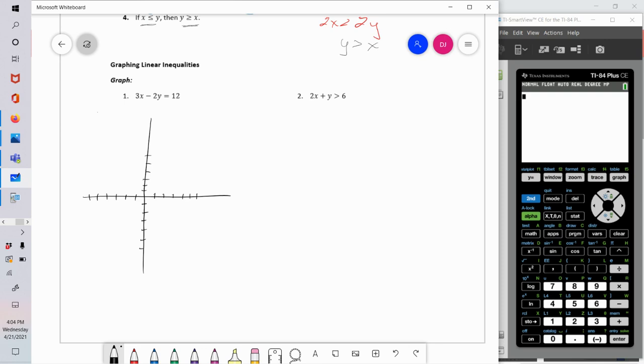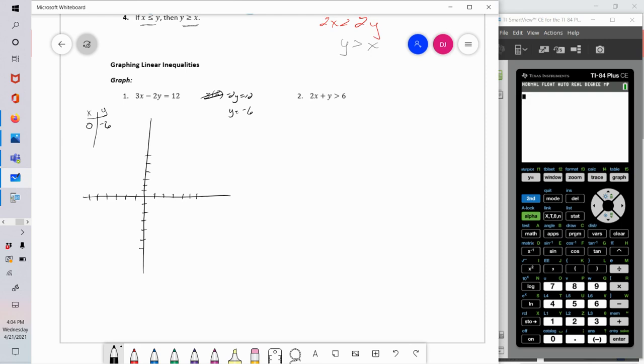Now, I'm hoping at this point that we don't still need to do this, but just in case, let's. If we want to make a table of values, x and y, the easiest thing to do is to put 0 in for x. If I substitute 0 in place of the x, I'll get 3 times 0 minus 2y equals 12. 3 times 0 is 0, so y will equal 12 divided by -2, which is -6. So y is -6.